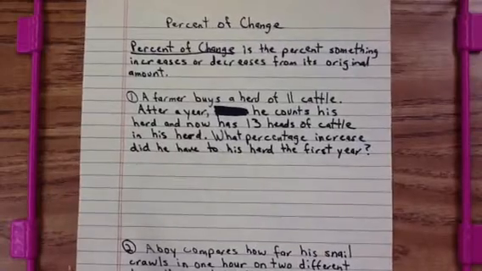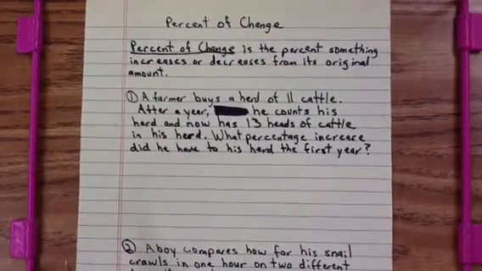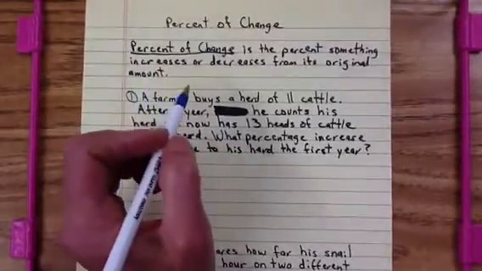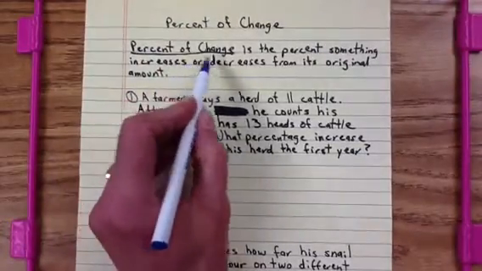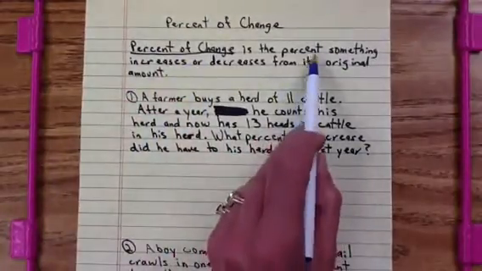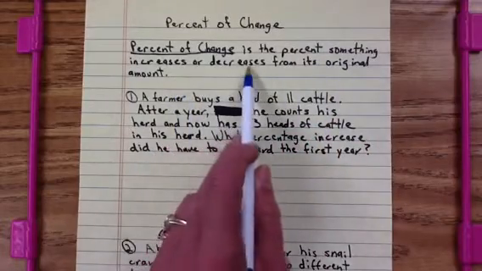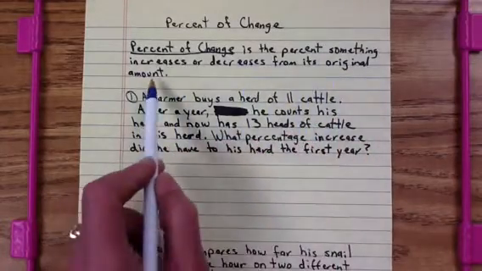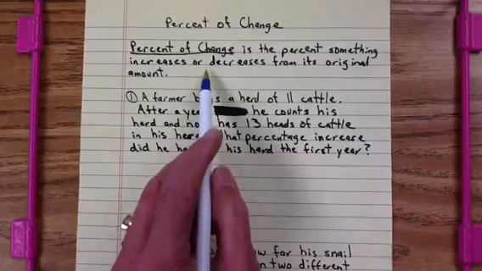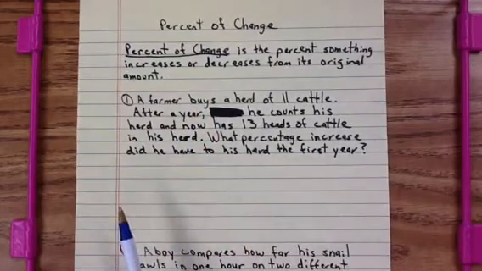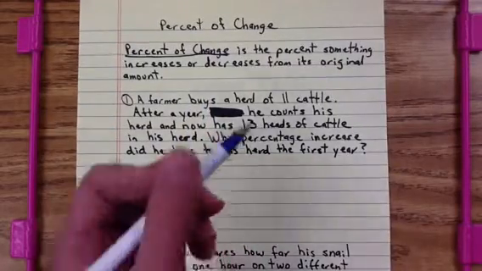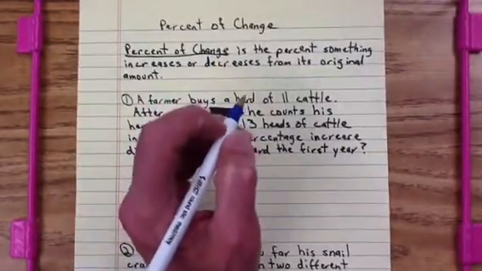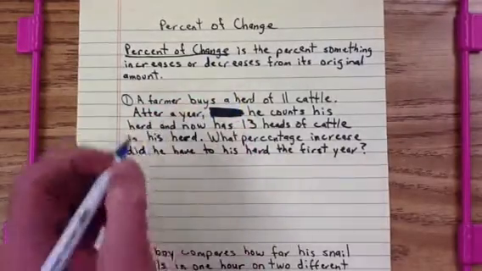Okay, today we're discussing percentage of change. So first of all, what does that mean? Well, percentage of change is the percent something increases or decreases from its original amount. So you have a quantity that you start with, and it increases. So what is that percent that it increases?